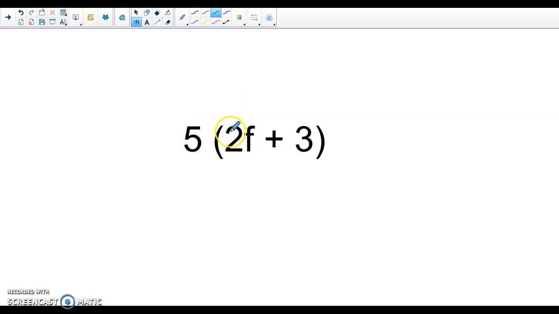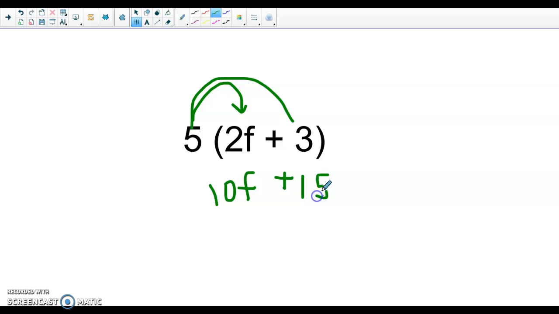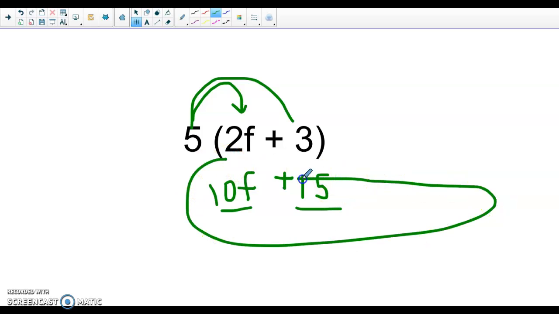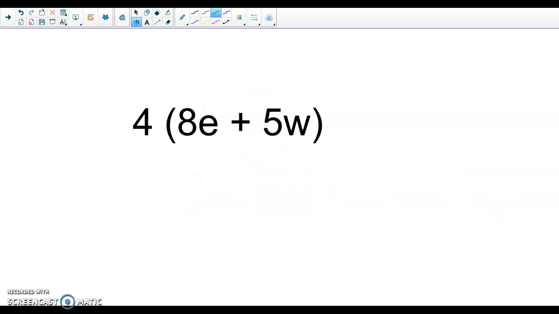Okay, how about this? This time there's a 2f on the inside. So here we go. 5 times 2f gives me 10f. And then my plus sign. And then here I've got 5 times 3, which is 15. Can you combine these? Are these like terms? They are not, because that doesn't have an f on it. So this is it distributed.